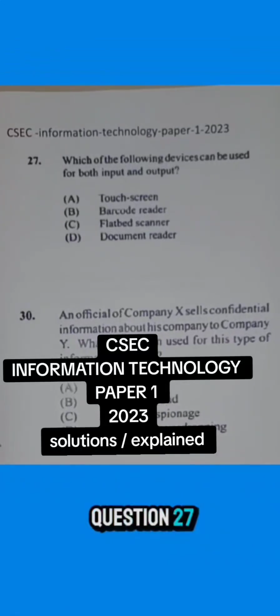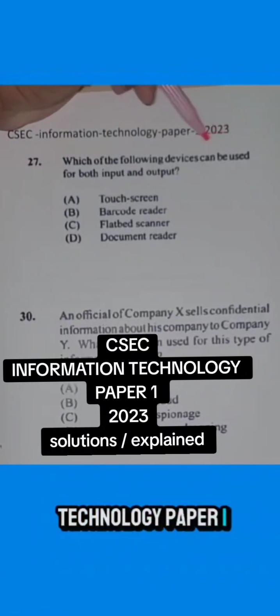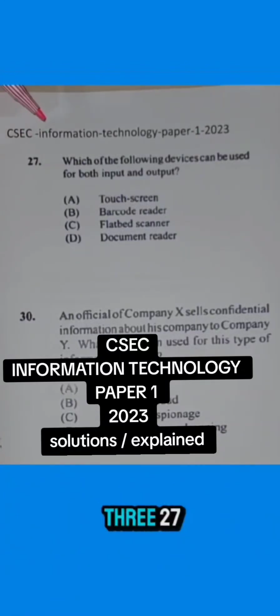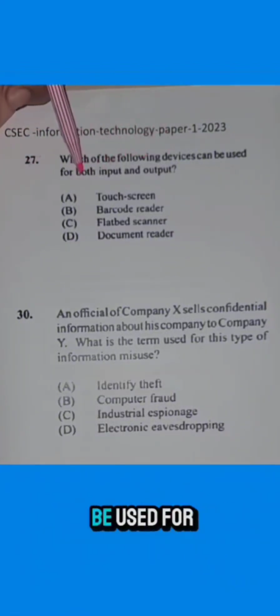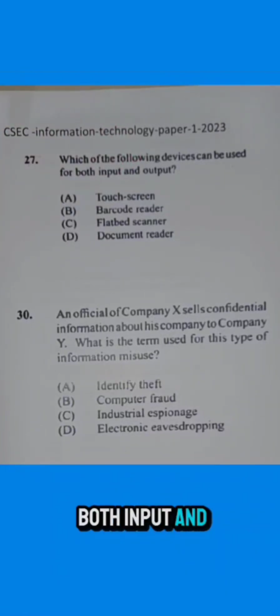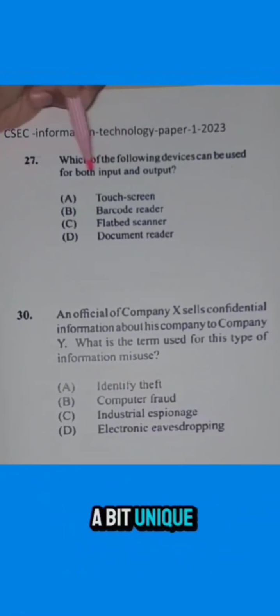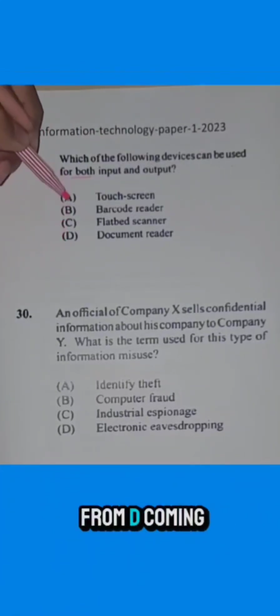Question 27 in the CSEC Information Technology Paper 1, past paper, January 2023. Question 27: Which of the following devices can be used for both input and output? So this falls under the peripheral devices, where we talk about input devices and output devices, but this one is a bit unique. It's asking us for both input and output devices. So let's start from D coming up.